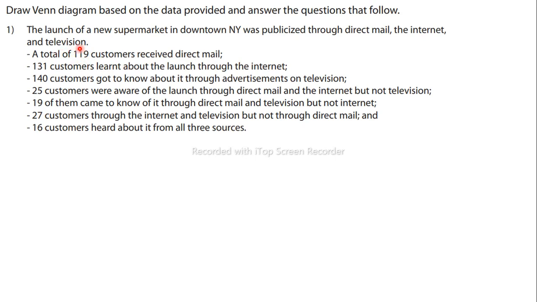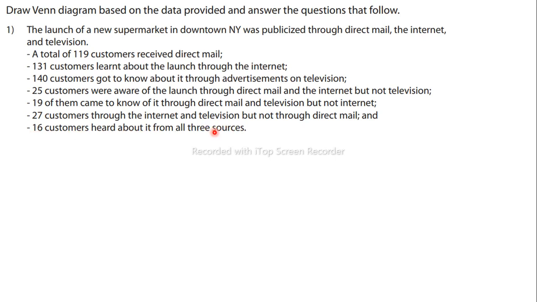Here they give us the cardinality of the universal set. They tell us how many are inside in all. 131 customers learned about the launch through the internet. 140 got to know about it through television. 25 customers were aware of the launch through direct mail and the internet, but not television. 19 came to know of it through direct mail and television, but not the internet. 27 customers through the internet and television, but not through direct mail. And 16 customers heard about it from all three sources.